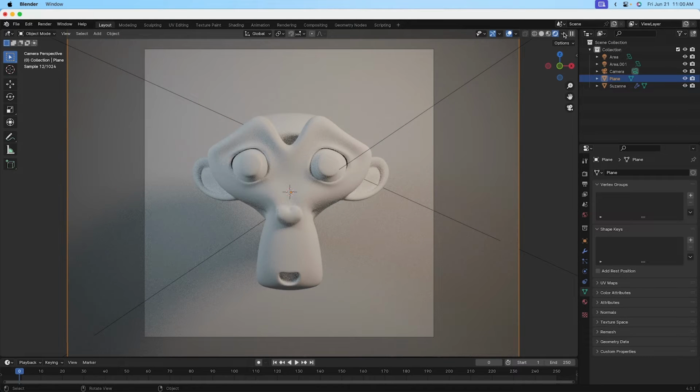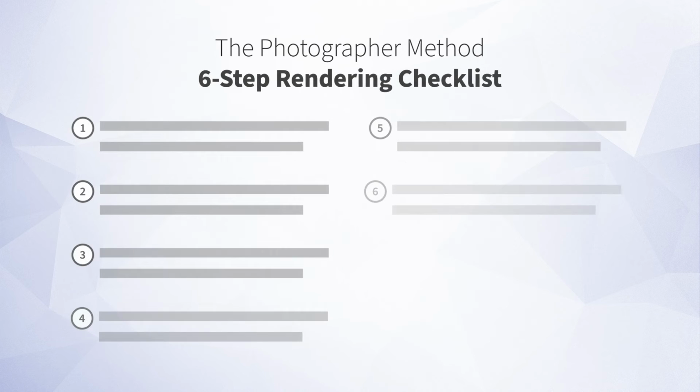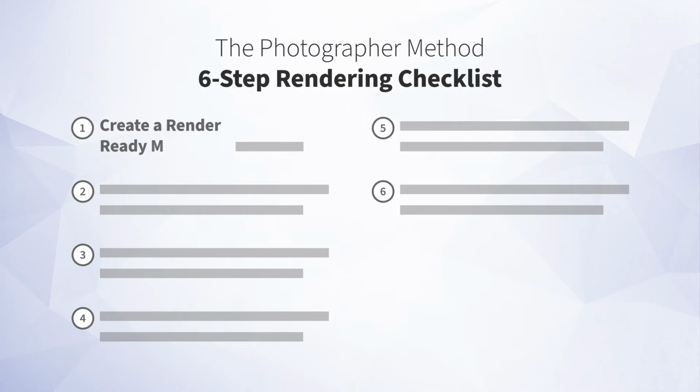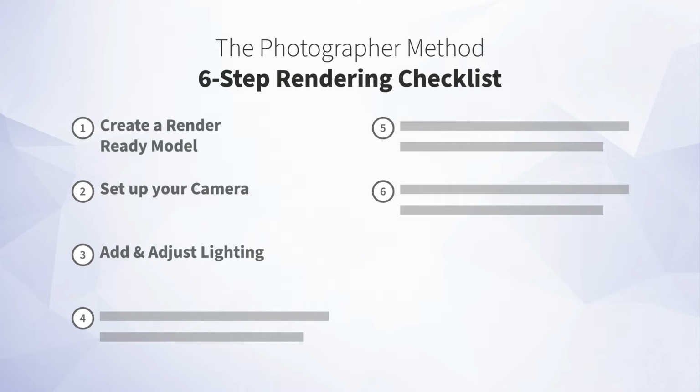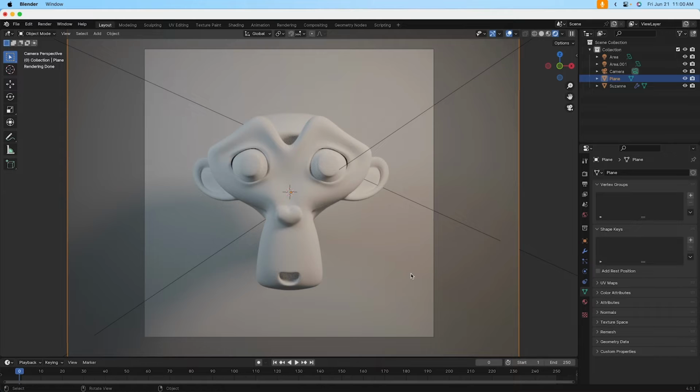Now, we've been working through the steps of the photographer method, and in the previous lesson, we covered step 3, which was all about the lighting. So now that we have a render ready model, that was step 1, we set up our camera in step 2, and we've lit that model in step 3, we're now ready for the 4th step, and that's to add colors and materials.